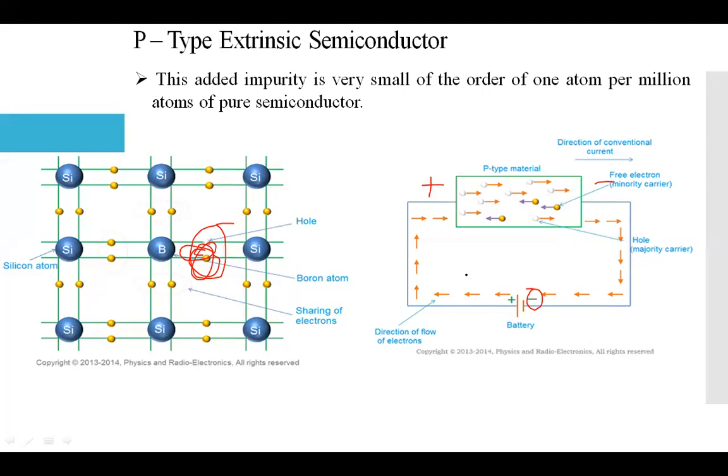And this is how we consider the conventional direction of the current flow, or the direction of the flow of electrons. So this is the process we have considered here for the p-type extrinsic semiconductor material.